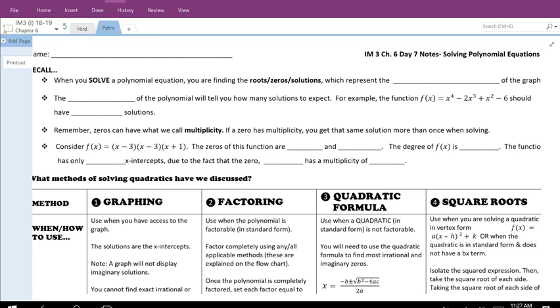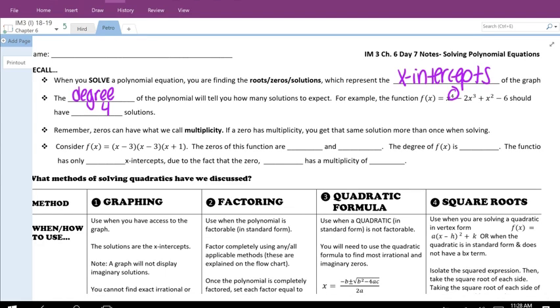When you solve a polynomial equation, you are finding the roots, the zeros, the solutions, which always represent those x-intercepts, which we have talked about in chapter 4. The degree of the polynomial tells you how many solutions you should have. Remember that the degree is the highest exponent you see. For example, the function x to the fourth, I would circle that little 4 right there. That tells me how many solutions I should have. So I should have 4 solutions in that example because my degree is 4. If it was 3, you should have 3. If it's 2, you should have 2.